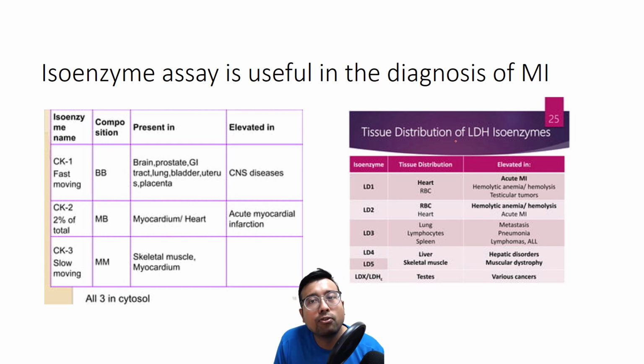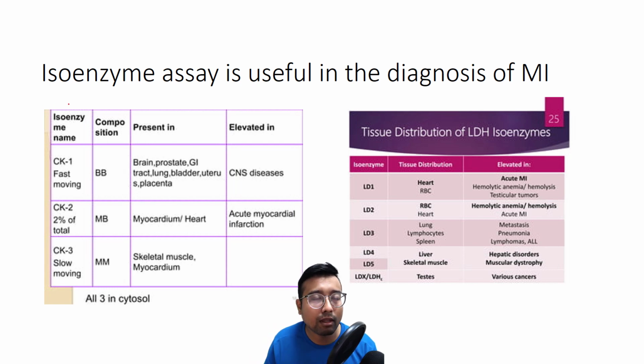Isoenzyme assay is useful in the diagnosis of myocardial infarction. My friends, this question may be served in a different way. It may be served as a 1 mark question after a long question. It may come as a short note as cardiac marker, or it may come as a justification type of question. Needless to say, in all those questions, you need to mention 2 enzymes specifically as cardiac isoenzymes.